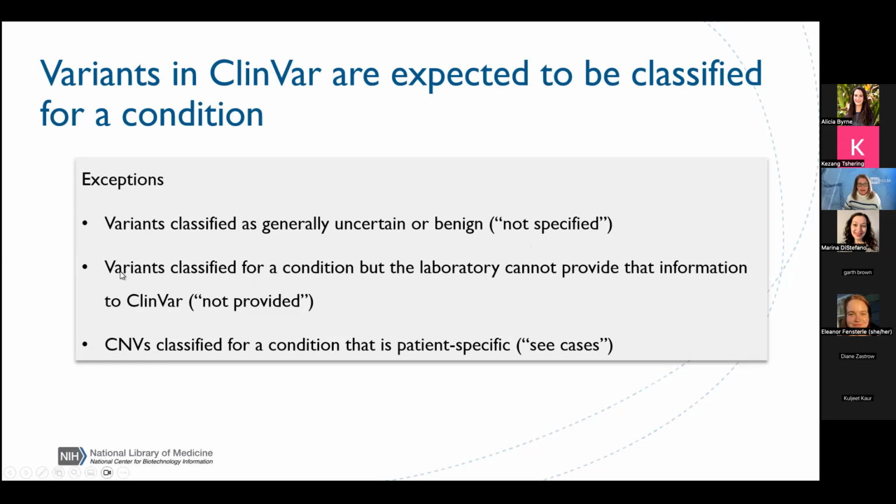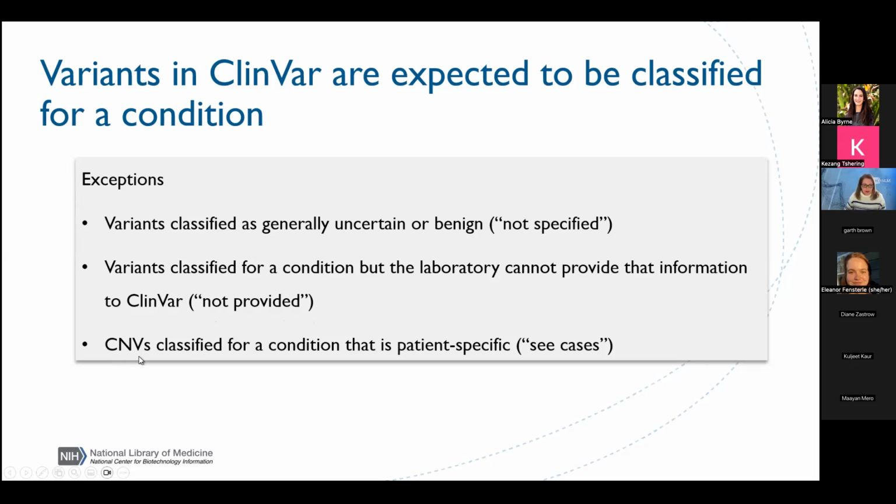A second case is a variant may be classified for a specific condition, but the laboratory can't provide that piece of information to ClinVar. This is usually just a logistic issue, that maybe they store the disease name on the patient information, not the variant information, and it's difficult for them to pull the pieces together. But in this case, usually there is a condition, it's just not provided to ClinVar. And so instead of giving us a disease, they give us the words "not provided" as the condition. Sometimes if you contact the laboratory, they can actually tell you what the condition is.